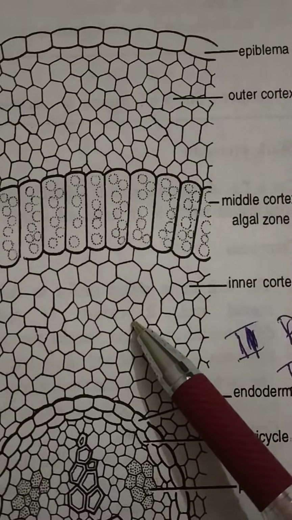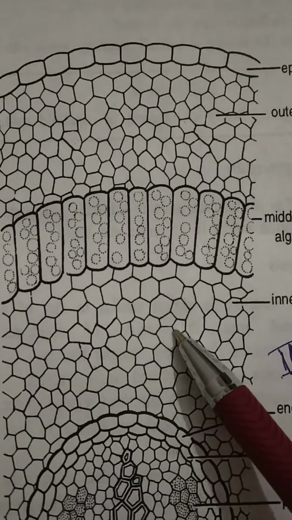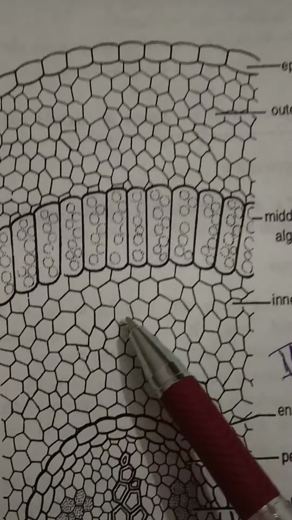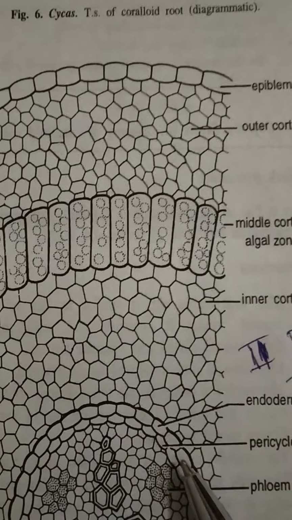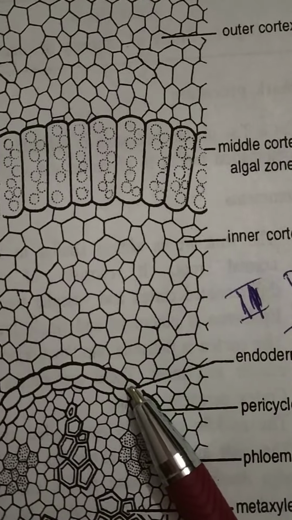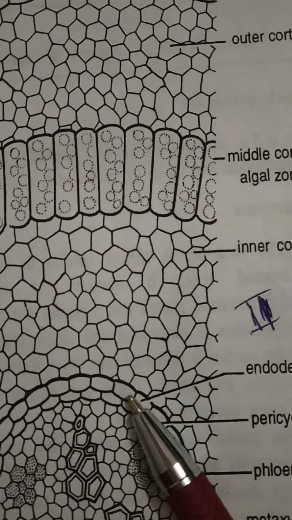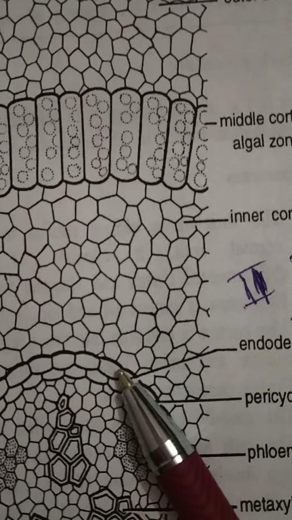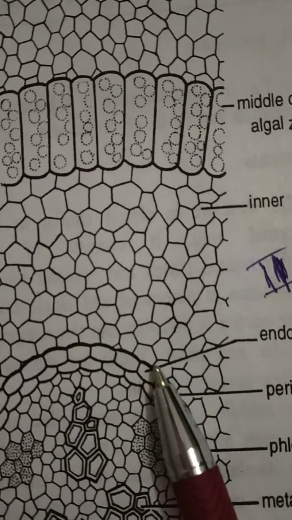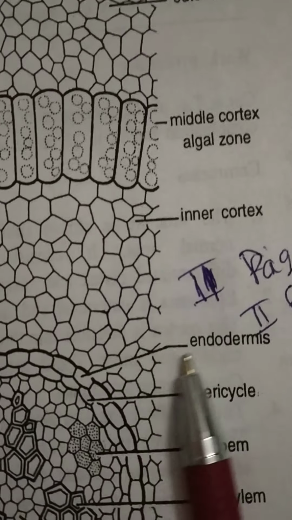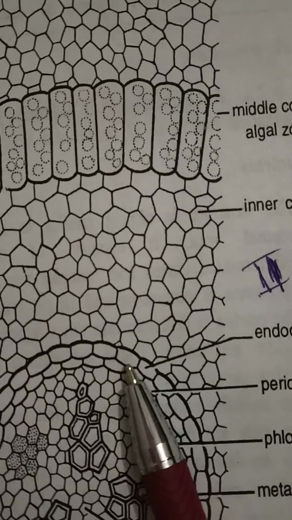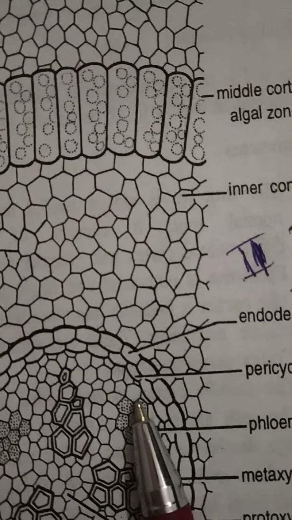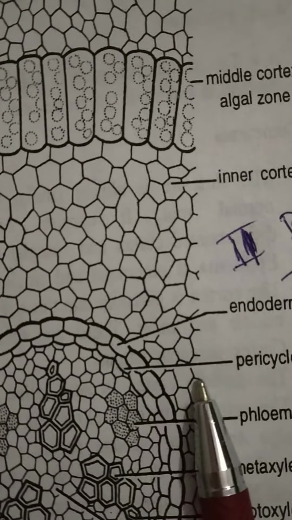Next to this is the inner cortex, which consists of parenchymatous cells, as you can see here. Next to the inner cortex you have a layer called the endodermis. You can see here a single layer of endodermis, as already mentioned. And next to this is a 2 to 3 layered pericycle.